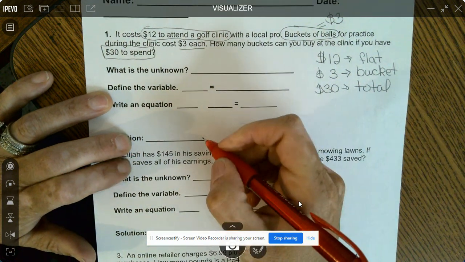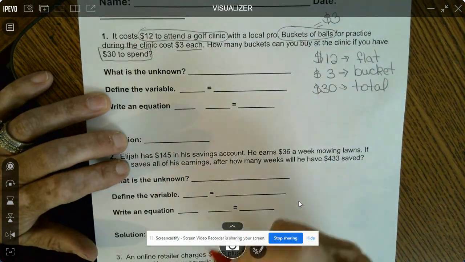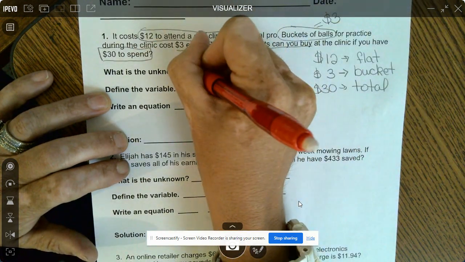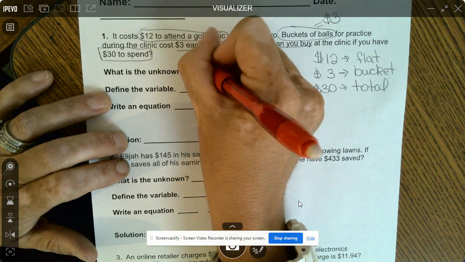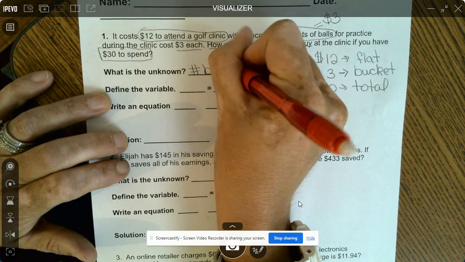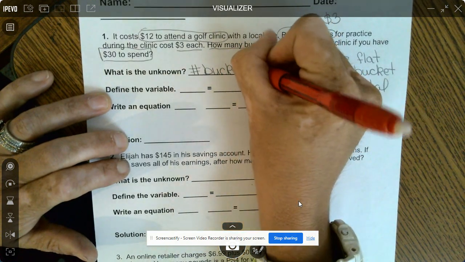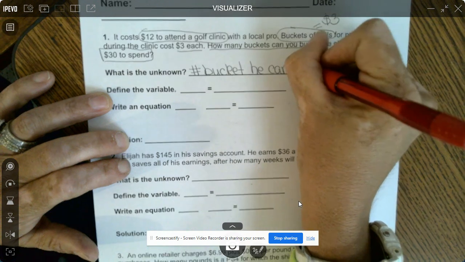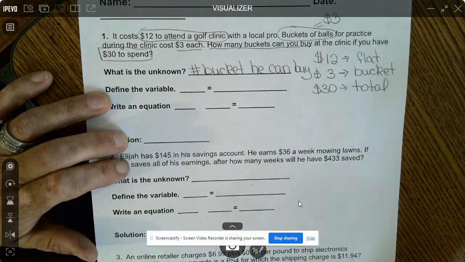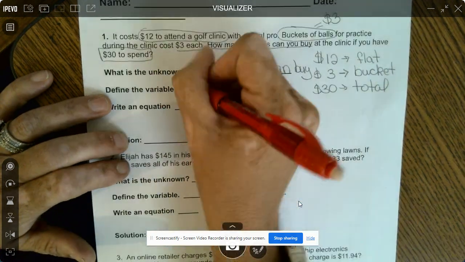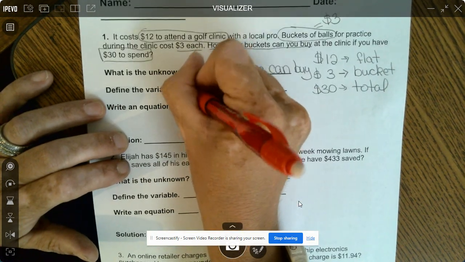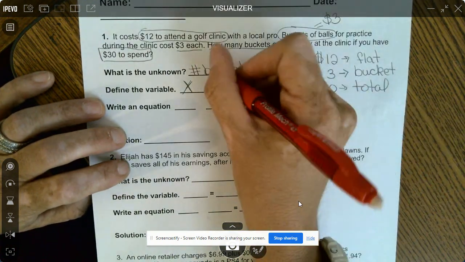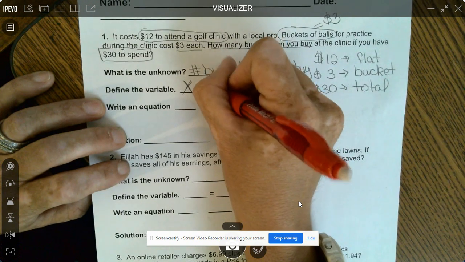All right. What is the unknown? What are we trying to figure out? Yeah, how many buckets can he buy? So the unknown is the number of buckets he can purchase. So for this right now, we're just going to go ahead and use X. And the X, what does the X represent?